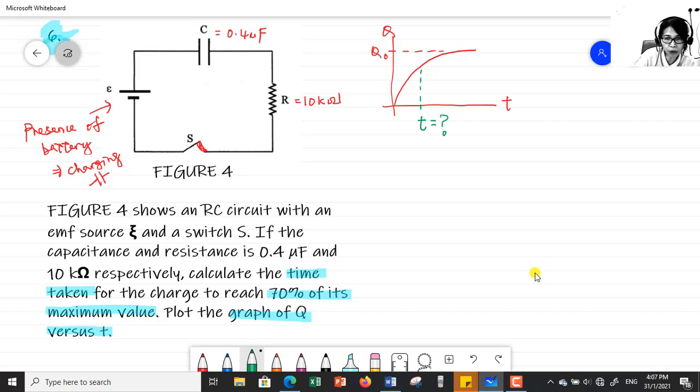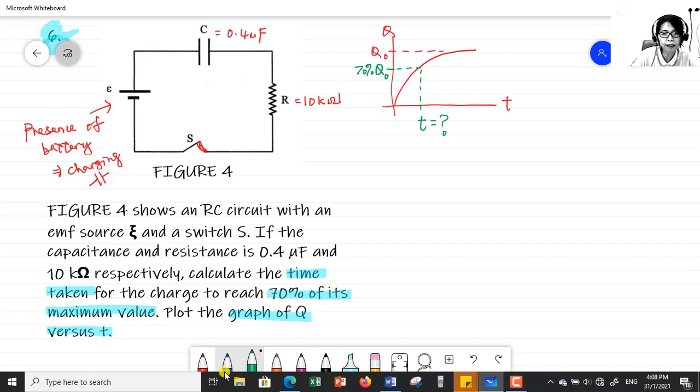So I want to find what is the time for the charge to increase to 70% of its maximum value. The maximum value I denote by Q0. So I want to find how much time is required to reach 70% of the maximum charge.